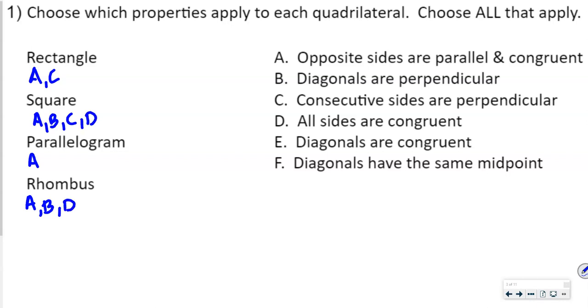Then diagonals are congruent. This is a rectangle. And a square is a rectangle. And then the last one is diagonals have the same midpoint, and again, this is all of them because that is a property that applies to a parallelogram. Now these are the properties you need to know to be able to accurately answer later on in the review questions 7 and 8. Okay, so you need to memorize these properties if you don't already know them.